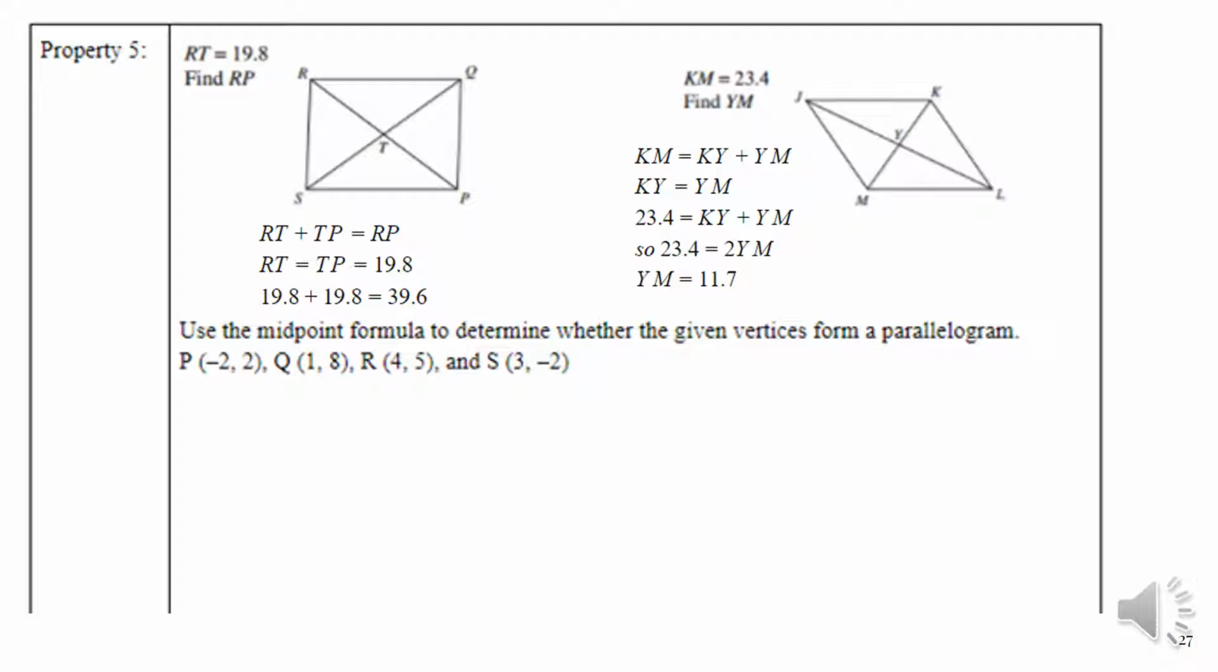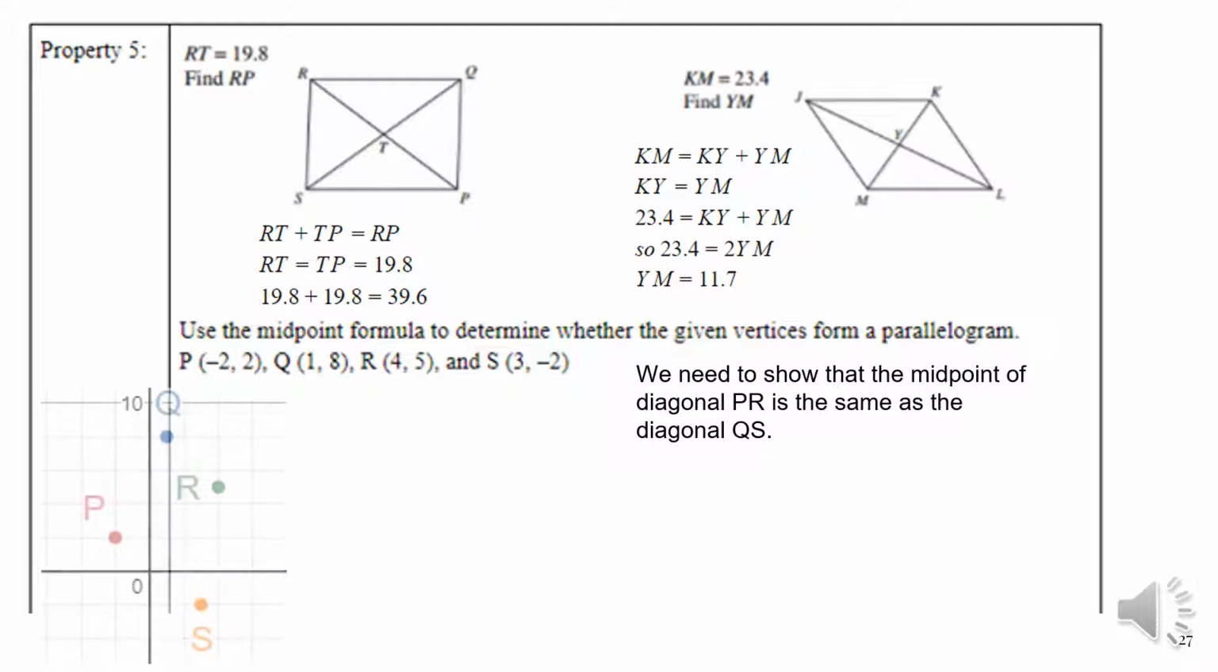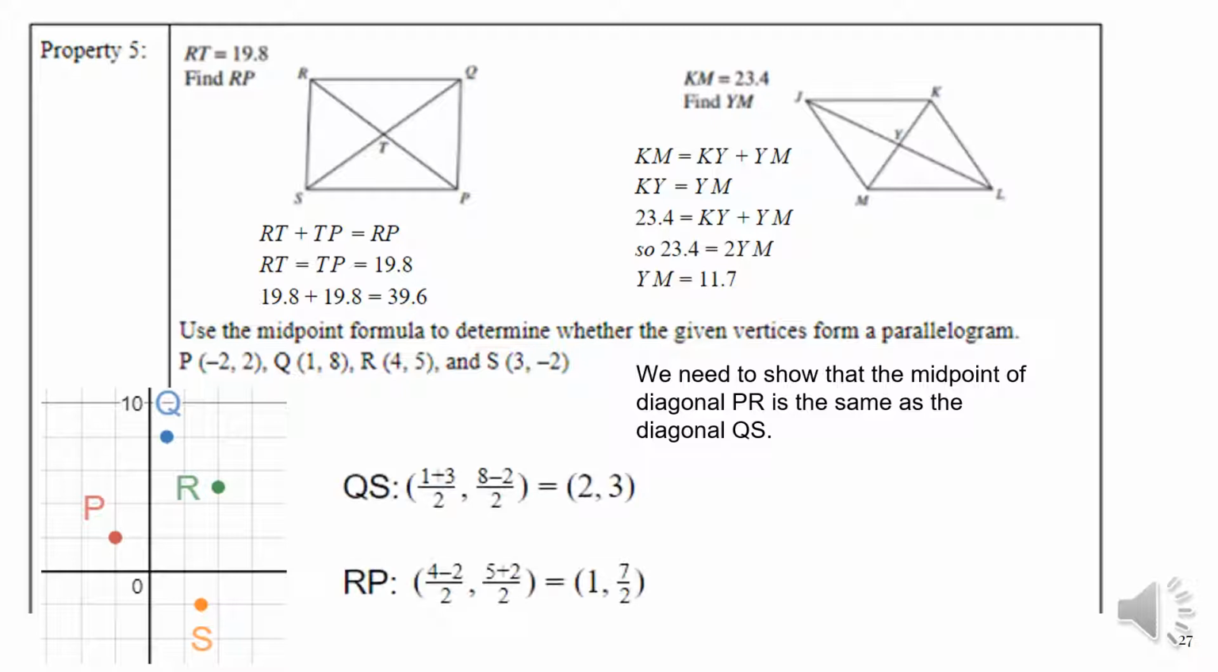In the same way, if I were given 4 points, I again need to first plot them and show that their diagonals intersect at the same point. So we need to show that the midpoint of QS is the same as the midpoint of PR. This is not the case for this one, and thus we can say that PQRS is not a parallelogram.